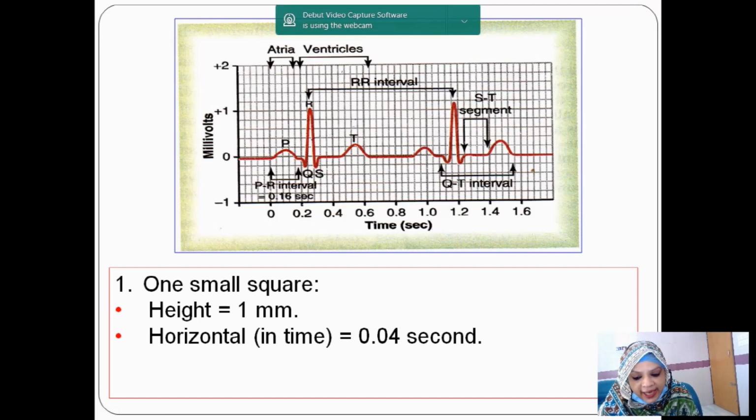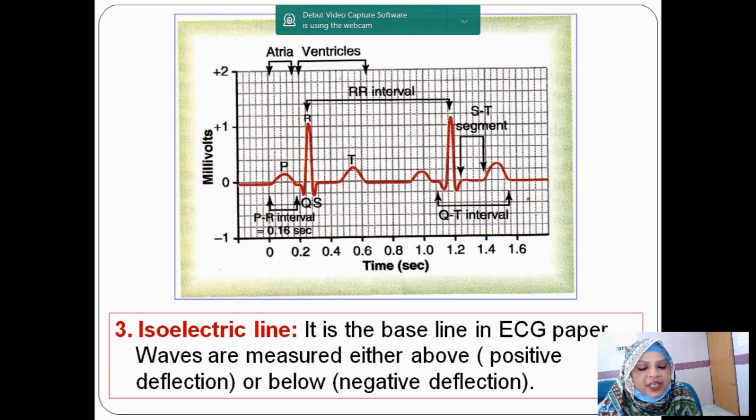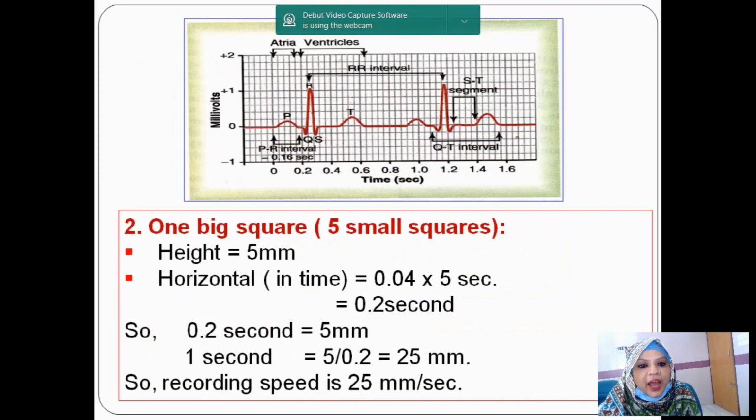0.04 second. This is a very important thing, always remember this. One small square, horizontally, is always 0.04 second. Now how will we calculate one big square? 5 small squares, see here, 1, 2, 3, 4, 5 small squares constitute 1 large square.